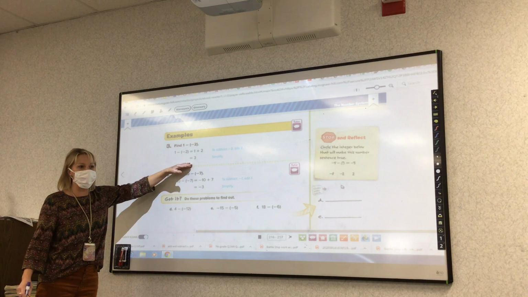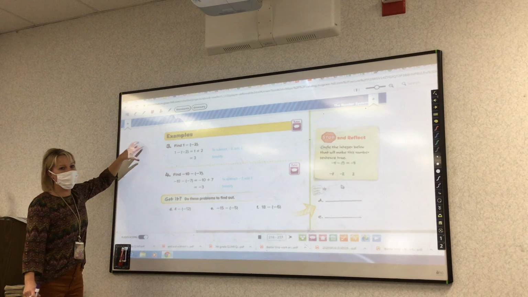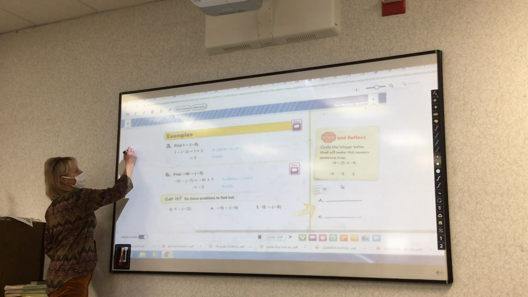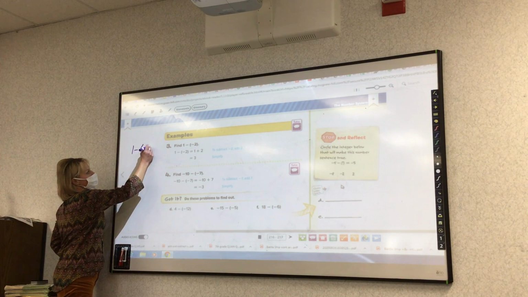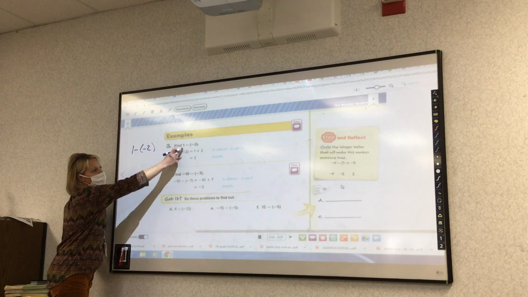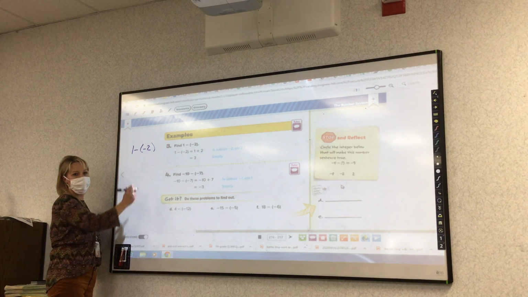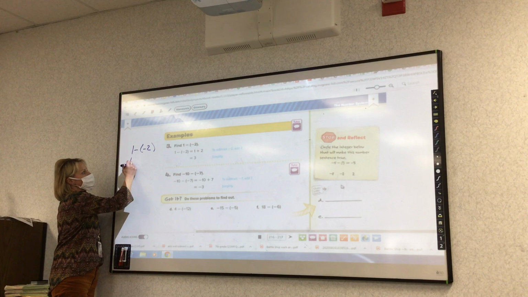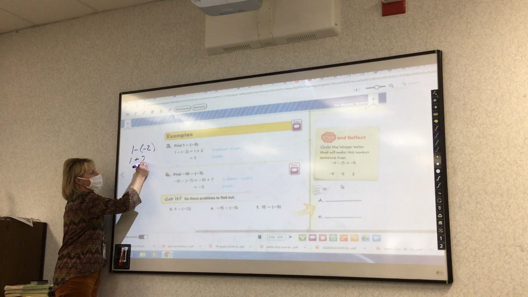Okay, they're giving us this example, but I want to see you rewriting it over here. So you're going to rewrite 1 minus a negative 2. That's the original problem. Then you're going to write underneath of it, keep, change, change.